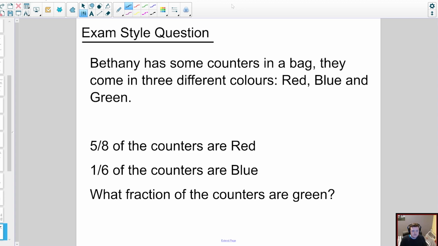So, have a go. There's lots of different ways of answering this, but this is an addition question in disguise, and a subtraction question as well. So, have a go. See what you think. I'll be with you just a second to go over how I would do it.